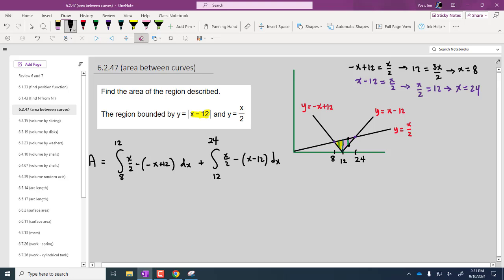Yeah, this is the upper curve. The lower curve is negative x plus 12. So that should be a 12. Thank you. Good catch. All right, let's see next.